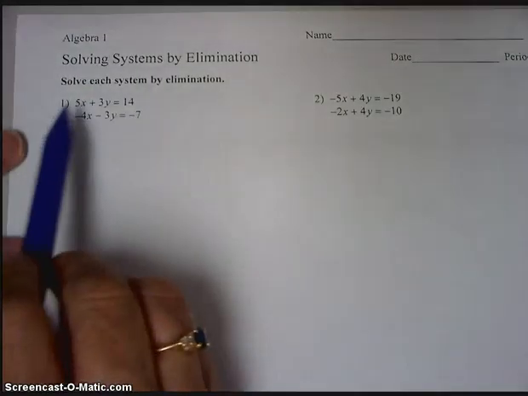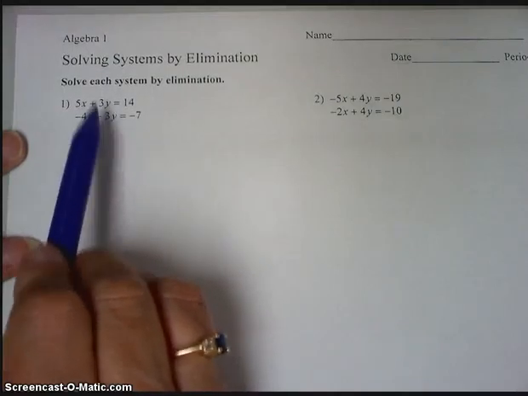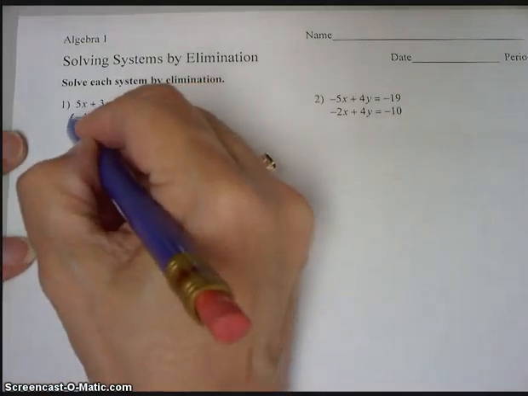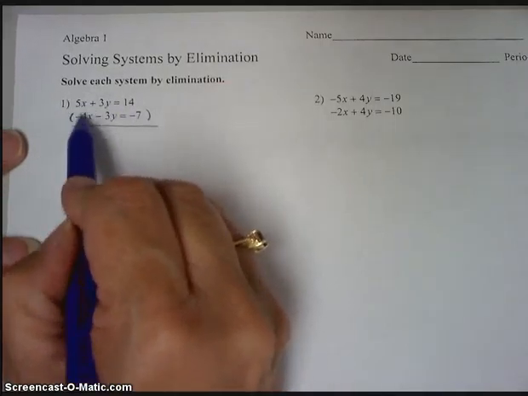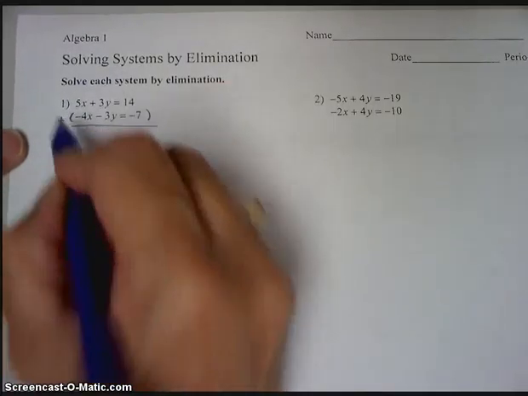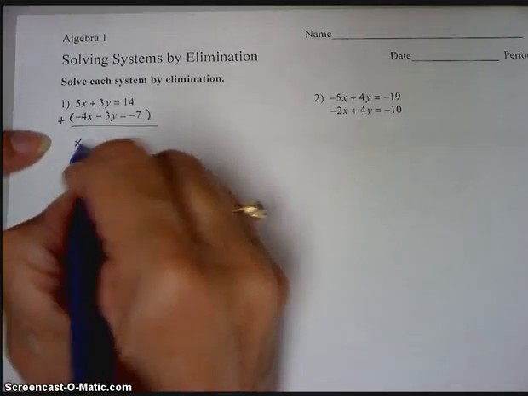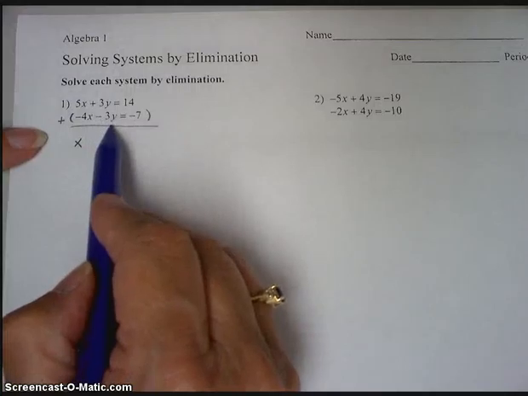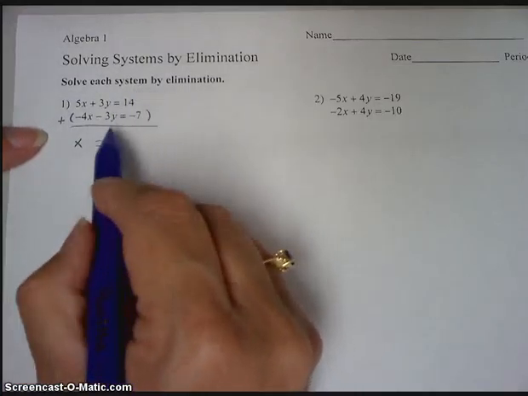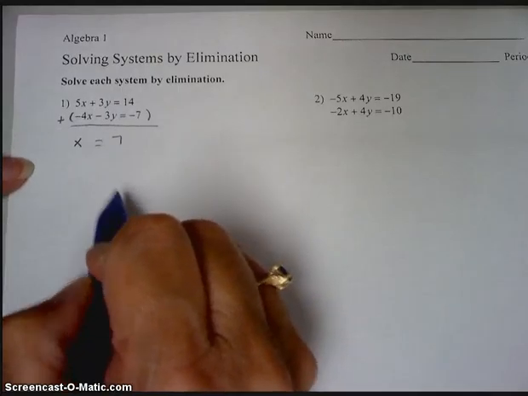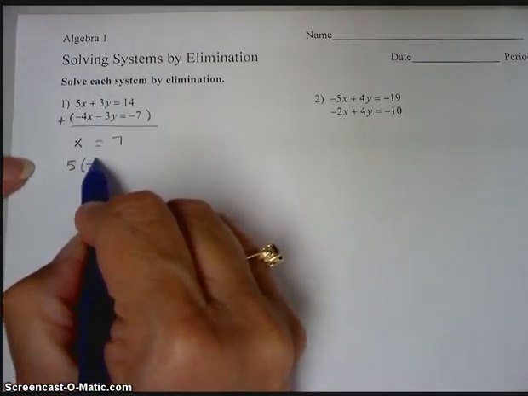So in this example here, I have a 5x and a negative 4x, and I have a positive 3y and a negative 3y. If I add these two equations together, 5x plus a negative 4x, remember signs are opposite, you're going to subtract. So I'm left with x, and then a positive 3y plus a negative 3y is 0. So then I'm going to have 14 plus negative 7 gives me 7. So now I have a value for x, so I can go back into either equation and substitute this value.